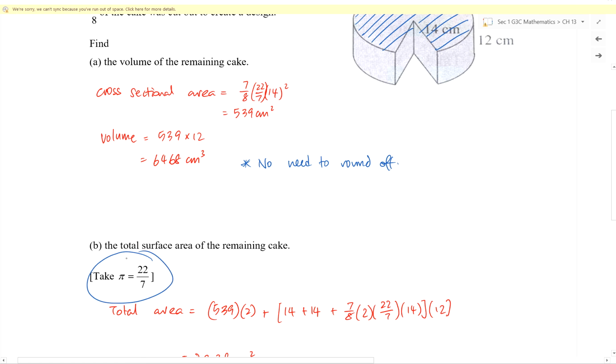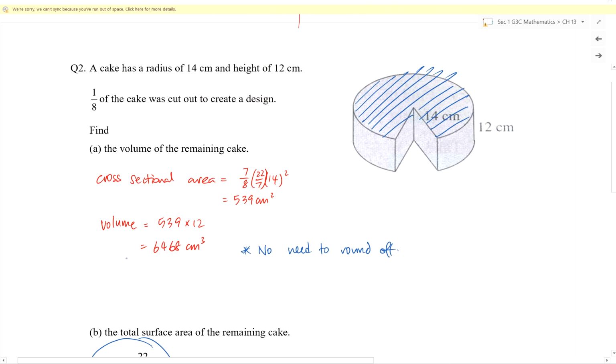Is 22/7 exact? No. Listen carefully. Is this an exact number, 22/7? It is an exact number, but is it the exact value of pi? No, there's a difference in the questioning. So we know that whatever we do from here, if we use 22/7, our final answer is actually an estimate only. Okay, but this value 22/7 is an exact number.